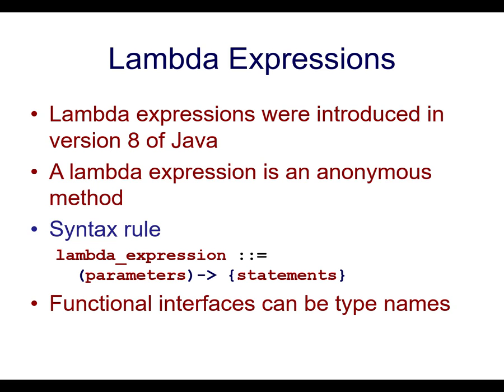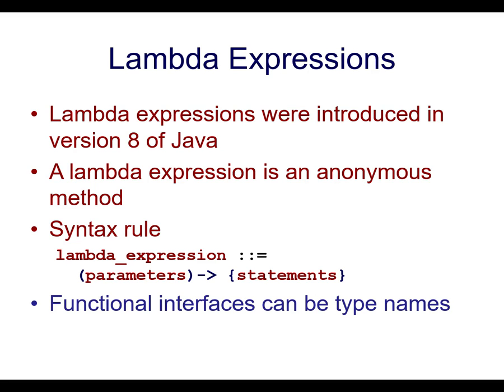Let's look at the syntax of a lambda expression. It contains a list of parameter declarations enclosed in parentheses, followed by an arrow symbol, and then a list of statements enclosed in braces. There are a few simplifications that we omitted. The parameter types can be omitted when they can be inferred. When there is a single parameter and its type is omitted, the parentheses can also be omitted. Finally, when there is a single statement, the braces and the semicolon at the end of the statement can be omitted as well.